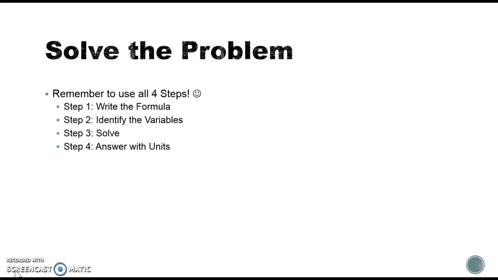Remember, step 1, write the formula. Step 2, identify the variables. Step 3, to solve. And step 4, answer with the correct units. Remember, your units when you're solving speed should be something distance per time. Think about when you're driving a car. The speed limit is miles per hour. Okay? Miles per hour. That is speed, or meters per second, some sort of a distance per a unit of time.